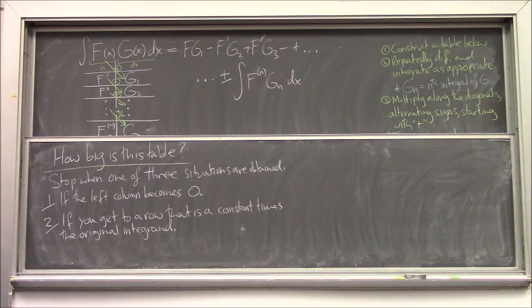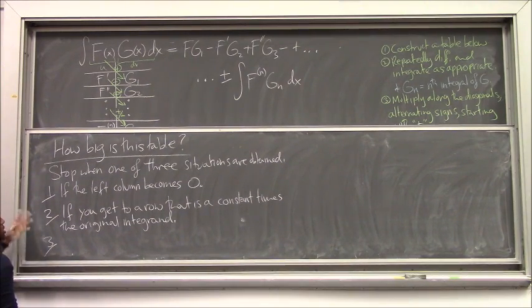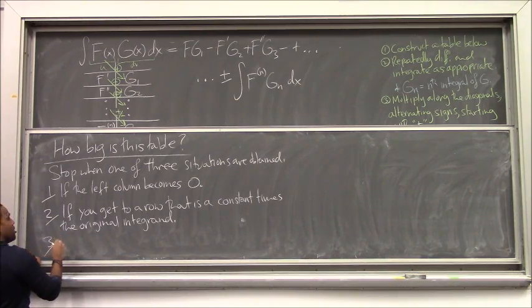So if you don't hit a 0, another possibility is you're going to hit a row that is pretty much a copy of the original row, maybe some constant multiplier in front of it. And when you hit that point, you stop. Now, these two are easy to notice when they're happening. This one does take a little bit of paying attention.